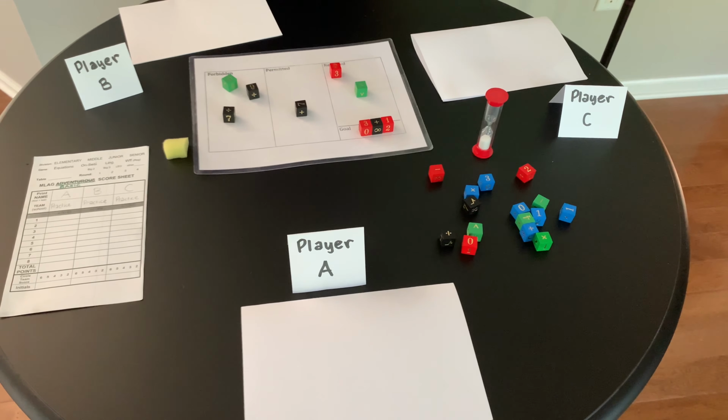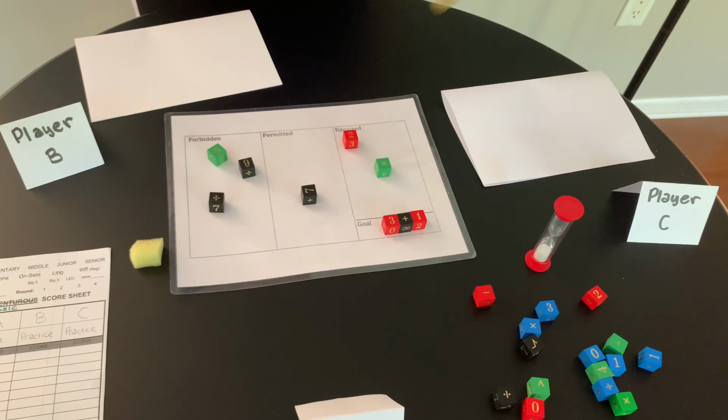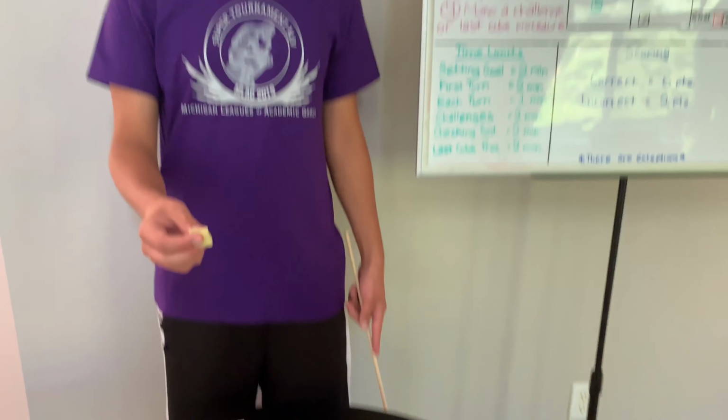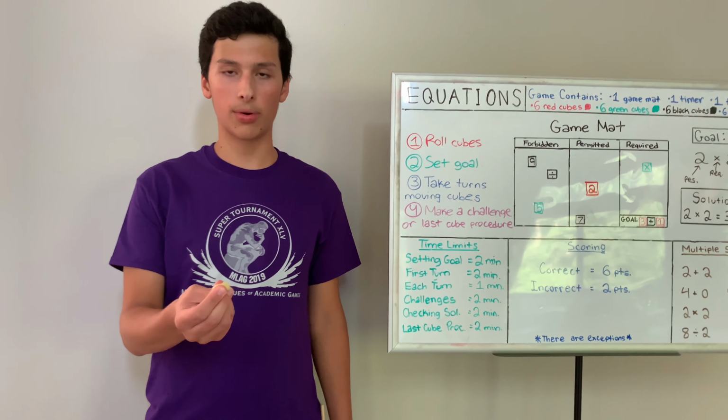A challenge ends the game in equations. When you want to make a challenge, you pick up the flub cube, which is this little sponge, and you make your challenge. There are 2 types of challenges, challenge now and challenge impossible. In this case, we're going to do challenge now.